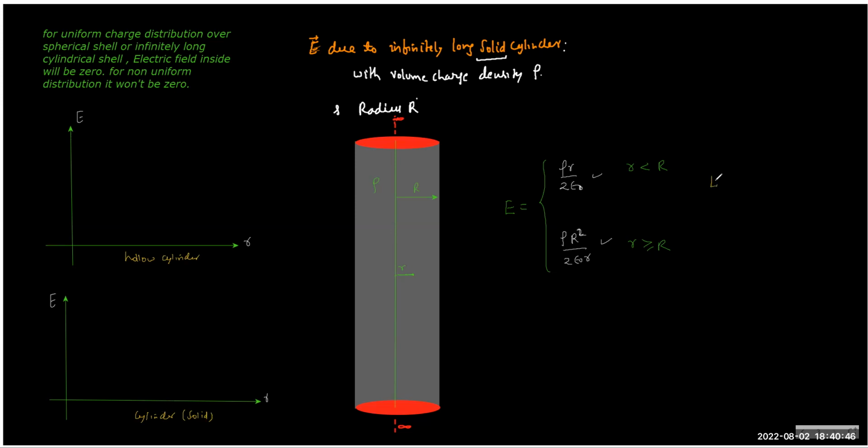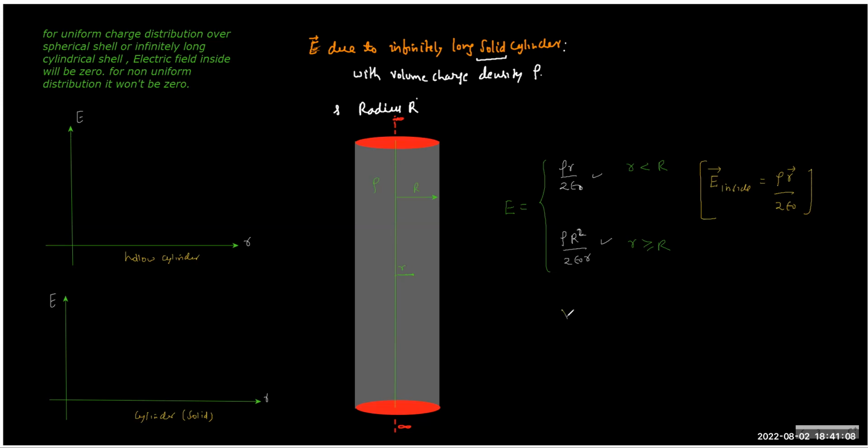So here you can also write it for E inside. In vector form, you can see it will be radially away. The direction of the R vector will be the direction of E inside. And for outside, it will act as a line charge again. So you can write it directly also.